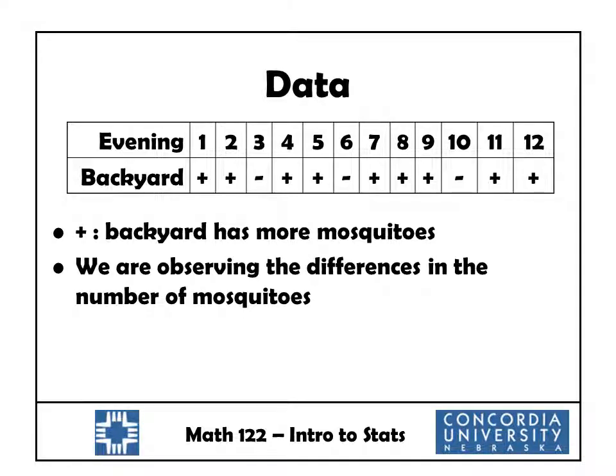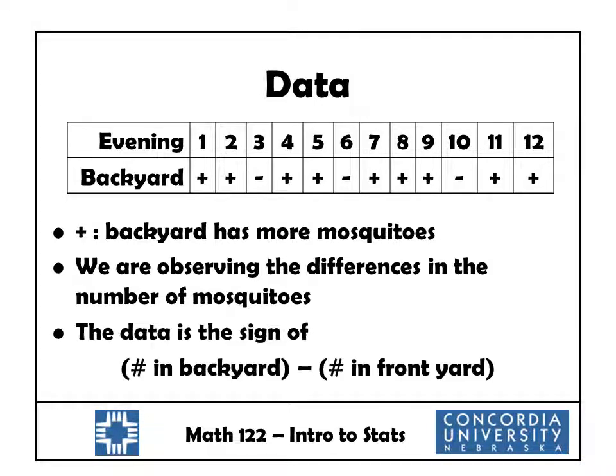Now what we're doing when we're swatting mosquitoes is we are observing the differences in the number of mosquitoes. And our data is really the sign of the number in the backyard minus the number in the front yard. If the number in the backyard is greater, then this difference will be positive. So we have a positive sign for our data. If the number in the backyard is smaller, then I have a sign of negative.